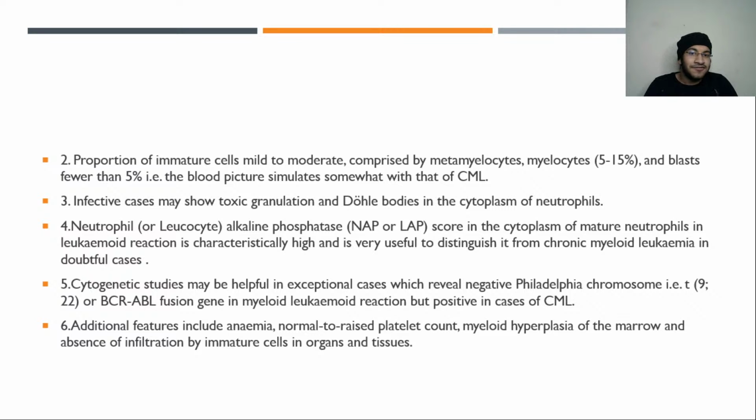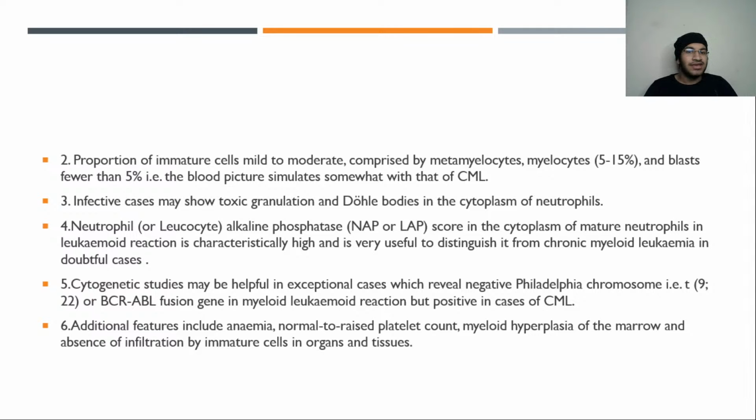That is in the blood picture, so it will have somewhat of a picture suggestive of CML. Infective cases may show toxic granulation and Döhle bodies in the cytoplasm of the neutrophils. The neutrophil alkaline phosphatase NAP score is a very, very important score when you are distinguishing between CML and leukemoid reaction. The NAP score in the cytoplasm of mature neutrophils in leukemoid reaction is characteristically high, and it is very useful to distinguish it from chronic myeloid leukemia in doubtful cases.